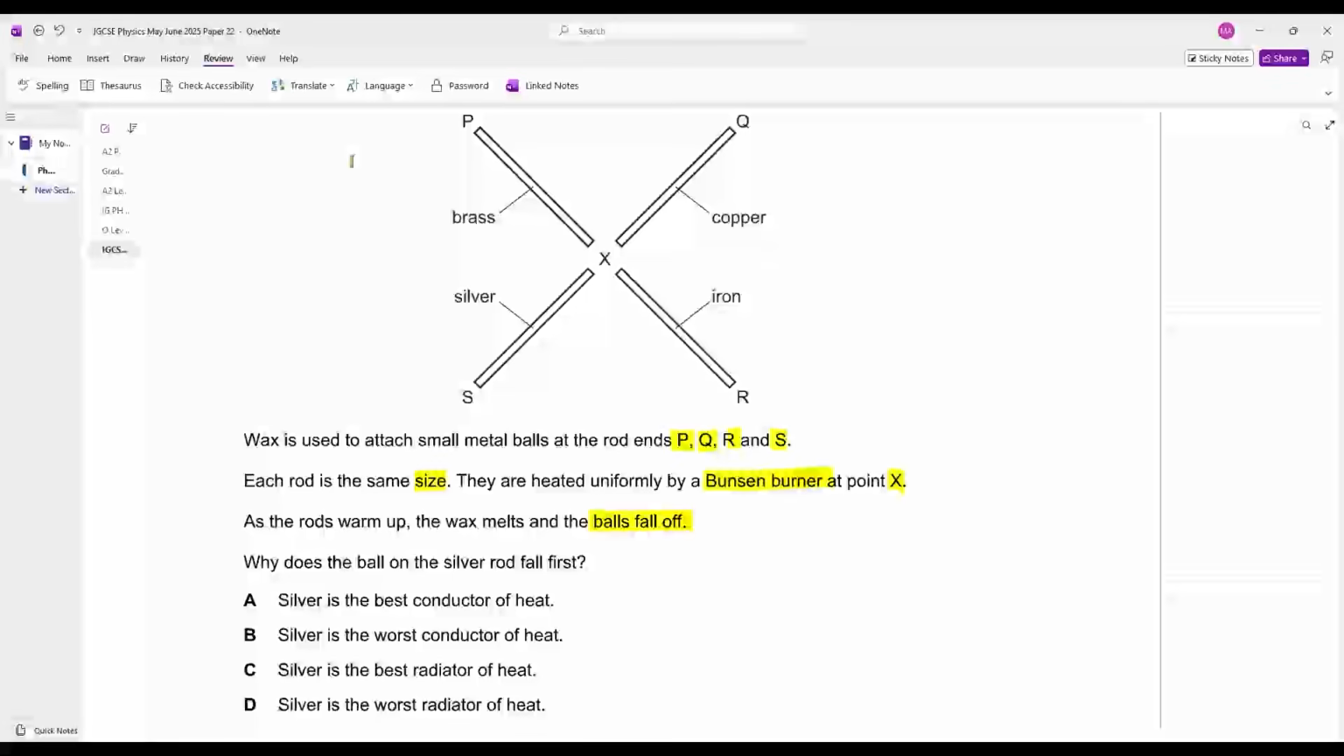Okay. Why does the ball fall off on the silver rod first? Why does the ball fall off the silver rod first?